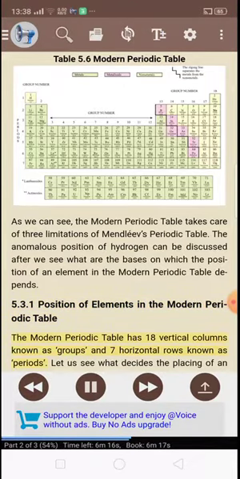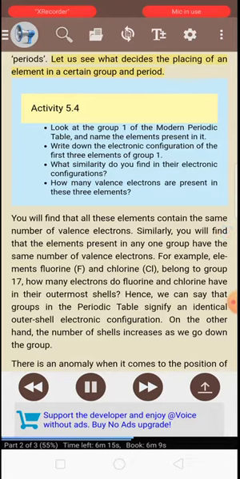The modern periodic table has 18 vertical columns known as groups and 7 horizontal rows known as periods. Let us see what decides the placing of an element in a certain group and period. Activity 5.4. Look at group 1 of the modern periodic table and name the elements present in it. Write down the electronic configuration of the first 3 elements of group 1. What similarity do you find in their electronic configurations? How many valence electrons are present in these 3 elements?